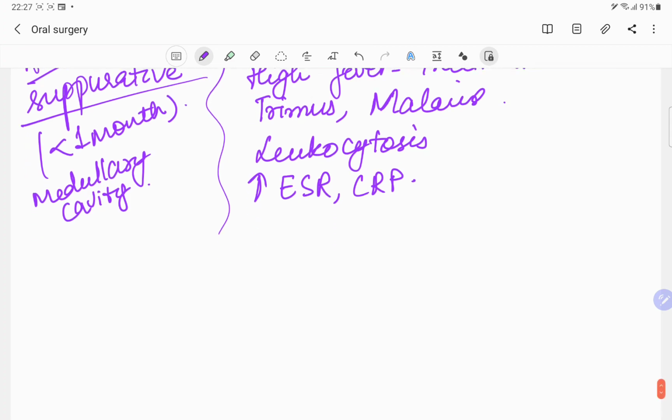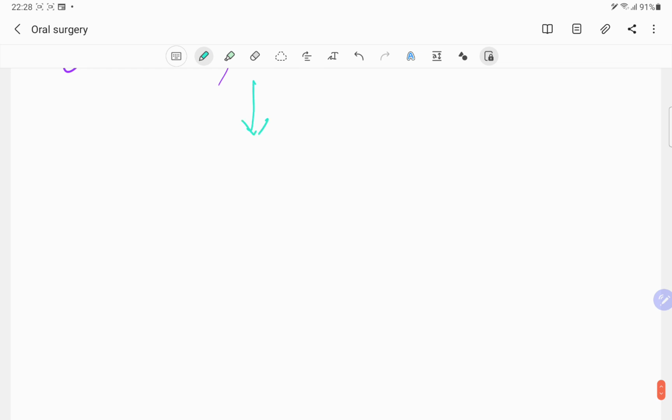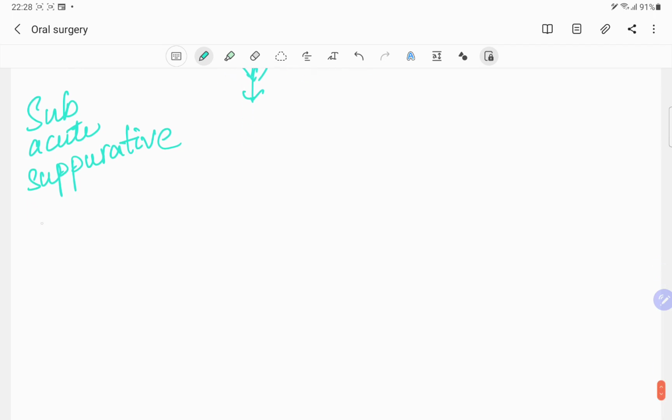So somewhere after half a month, after 15 days, if it is not treated, it proceeds to the subacute suppurative. So let's say 2 weeks of time. Subacute suppurative. Since I am telling that this is suppurative, that means the patient will have pus in the bone. So now the infection has left the medullary cavity and it is spreading in the periosteum of the bone.